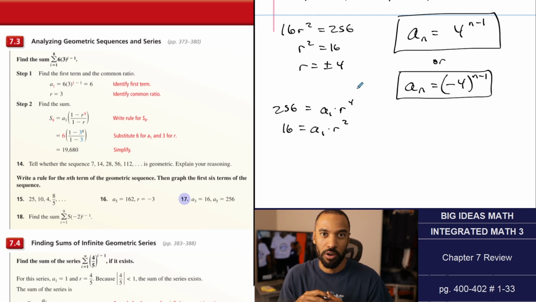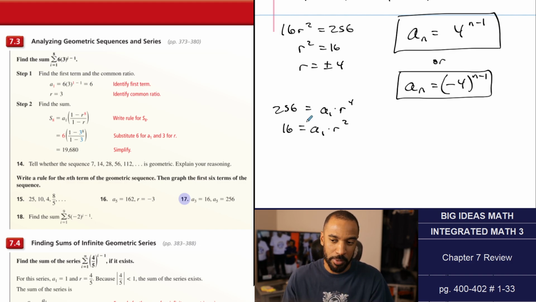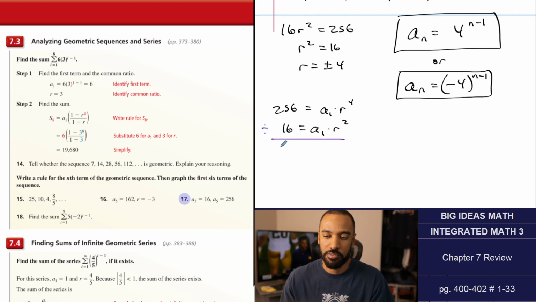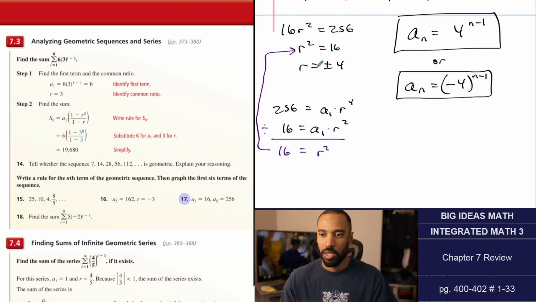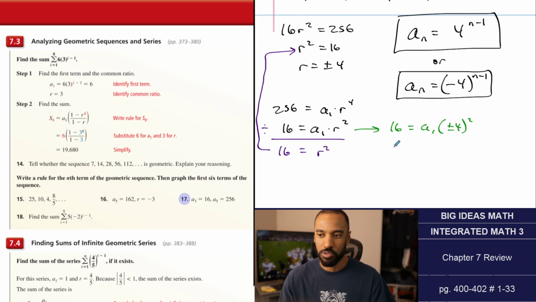The book tends to do more of a substitution version. I much prefer elimination. By elimination, you would be dividing these two equations. 256 over 16 is 16. a sub 1 over a sub 1 is 1. r to the fourth over r squared, you subtract the exponents and you get r squared, and you're right back to where you were here. You end up getting r is plus or minus 4. Then you plug in either of those values into one of these equations, such as this one here, you could do 16 equals a sub 1 times either positive or negative 4, because when you square it, it turns into 16 regardless, and you get a sub 1 equals 1 in that light.